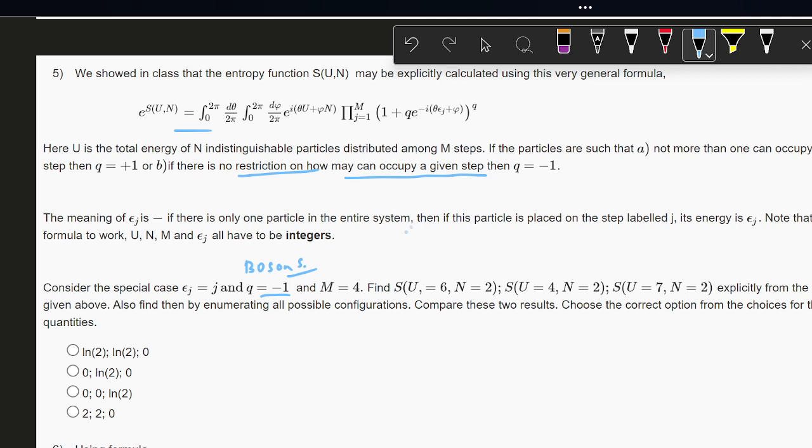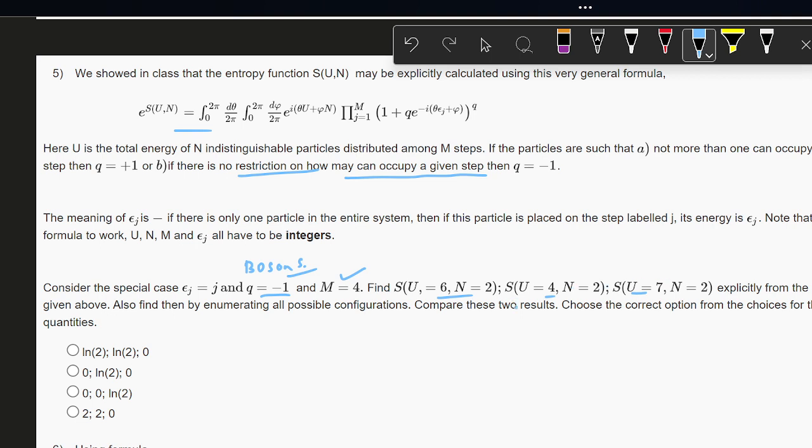There is no restriction, and the number of steps remains the same as 4. So in that configuration, you have been asked to actually get these values. A particular value of n is given as 2, and u is varied as 4, 6 and 7, and you have to get the entropy.